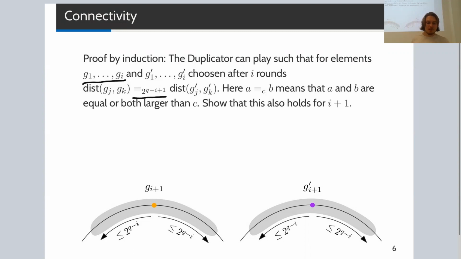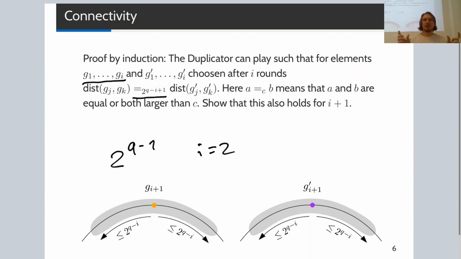And so what does this really mean? It means in the beginning, when i is maybe 2, then we have 2 to the q minus 1. So in the beginning, when i is 2, the first two elements, the distances need to be mapped very accurately. The threshold value is very high, it's 2 to the q minus 1.